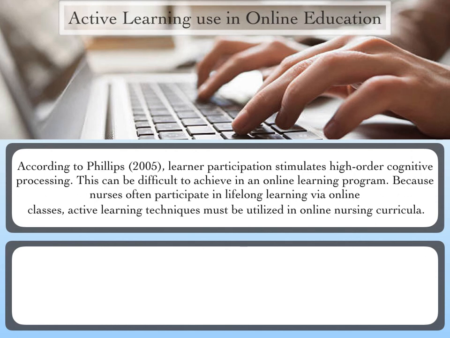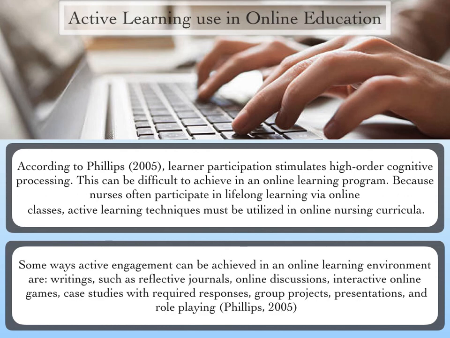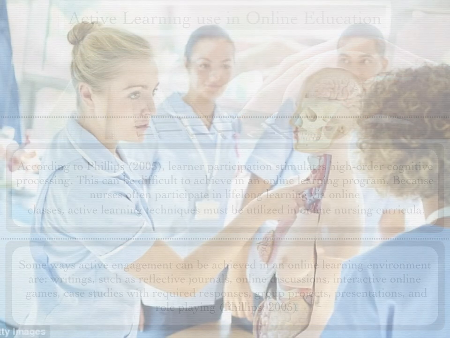And actually, what I found whenever I was going over the examples is I can look back in my master's degree and bachelor's classes, and I've utilized many of these, and they have helped me to retain information. Some ways that active engagement can be achieved in online learning are writing, such as reflective journals, online discussions, interactive online games, case studies with required responses, group projects, presentations, and role playing.